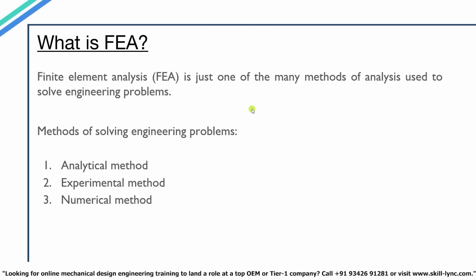To show you how FEA differs from other methods, let us first look at the more traditional methods of solving problems that you guys might already be aware of. So there are three main methods for solving engineering problems. The first one is the analytical method, the second one is the experimental method, and the third one is the numerical method. So let's talk about each of them now.